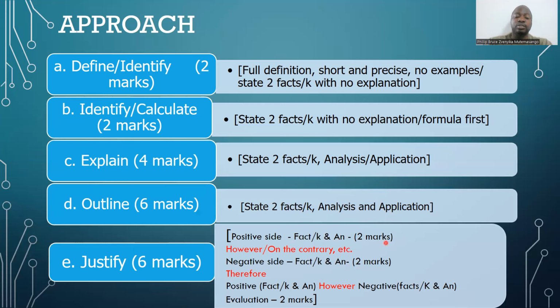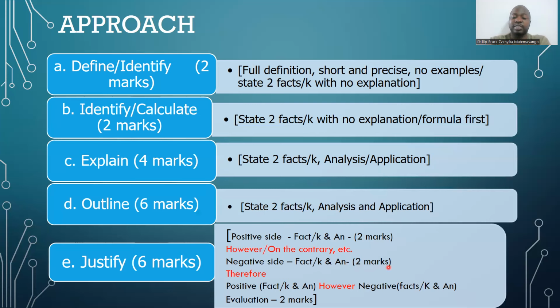And then you go on to look on the negative side of the other point or option that you have. And also you must use words such as however, on the contrary, on the other hand, etc., to show a clear transition from one side to another. And remember, fact and analysis is what you're supposed to provide for you to get 2 marks.